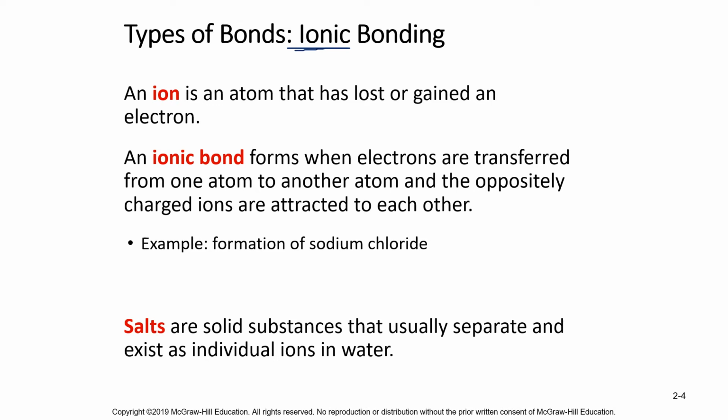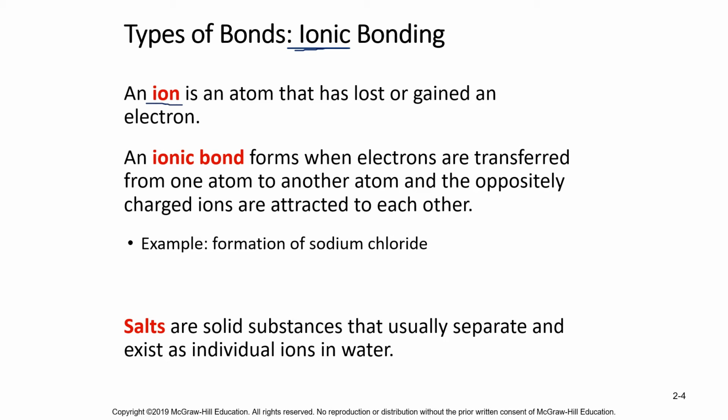Let's start with ionic bonding. I already talked about isotopes. I said atoms can change their number of neutrons, and you get isotopes. I also said atoms can change their number of electrons, and they're still atoms of the same element. But remember, if you change the proton number, it goes to a different element. It changes the type of element.